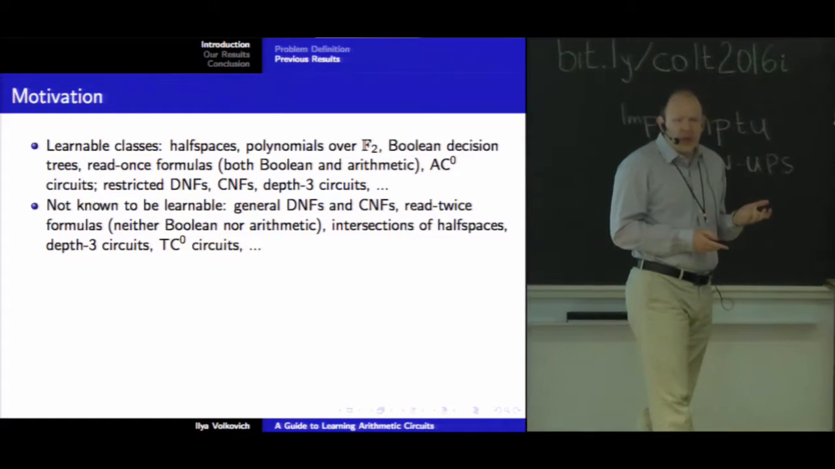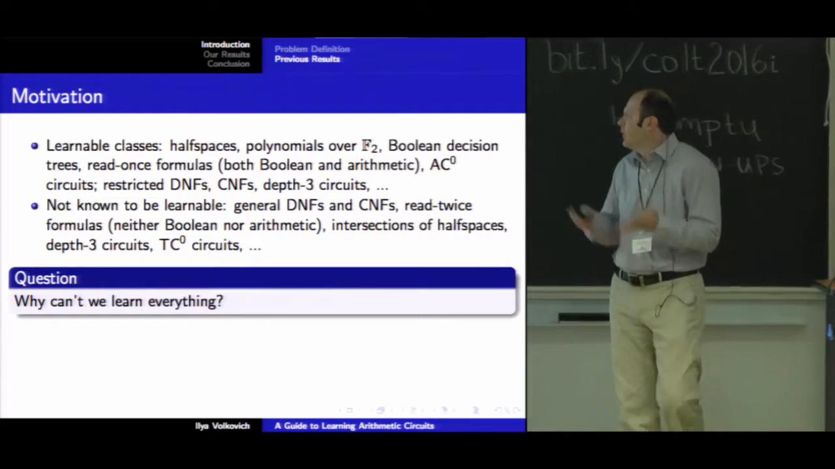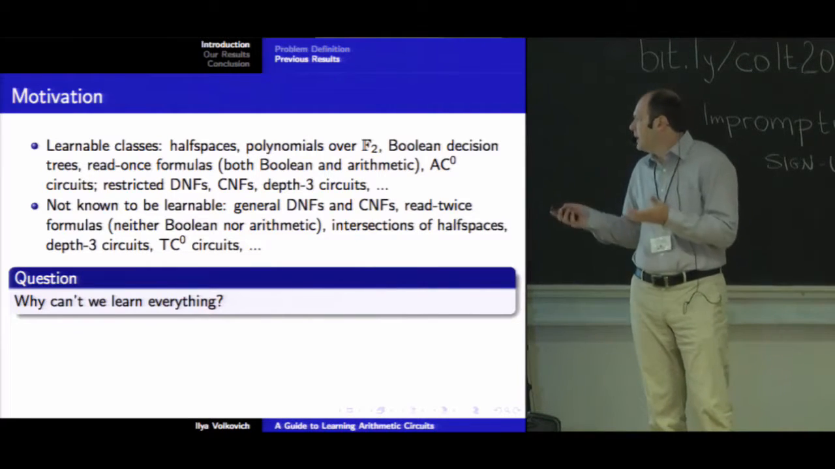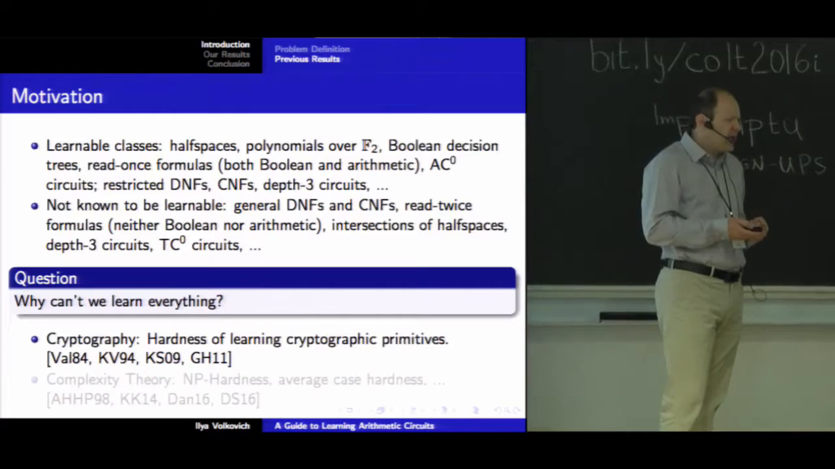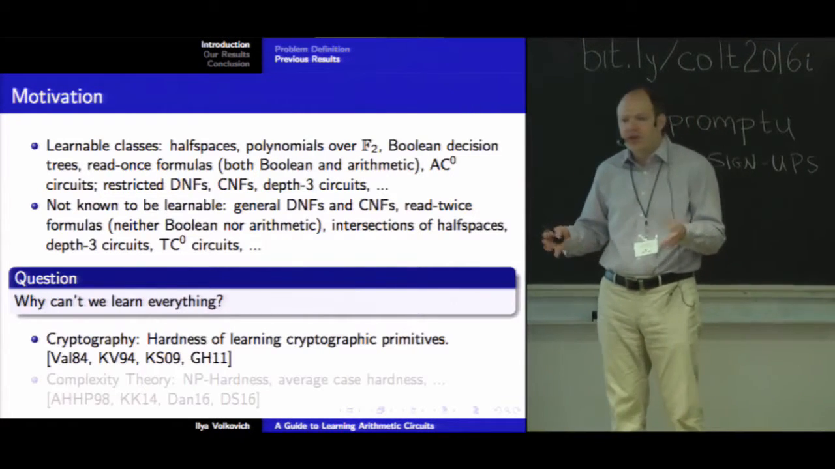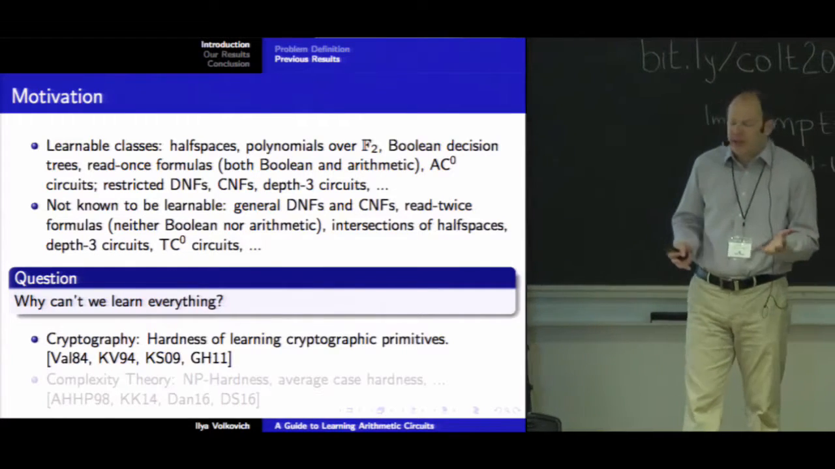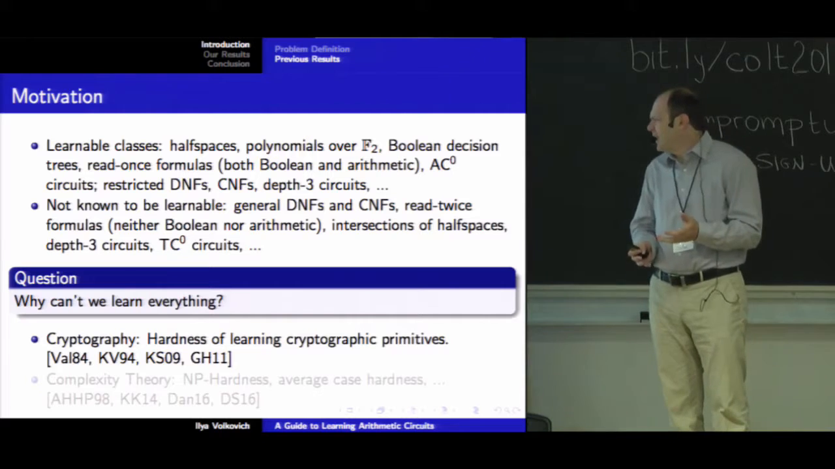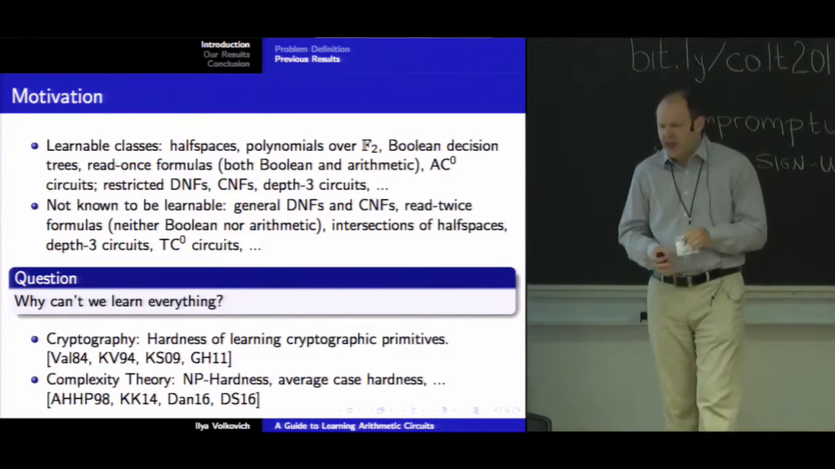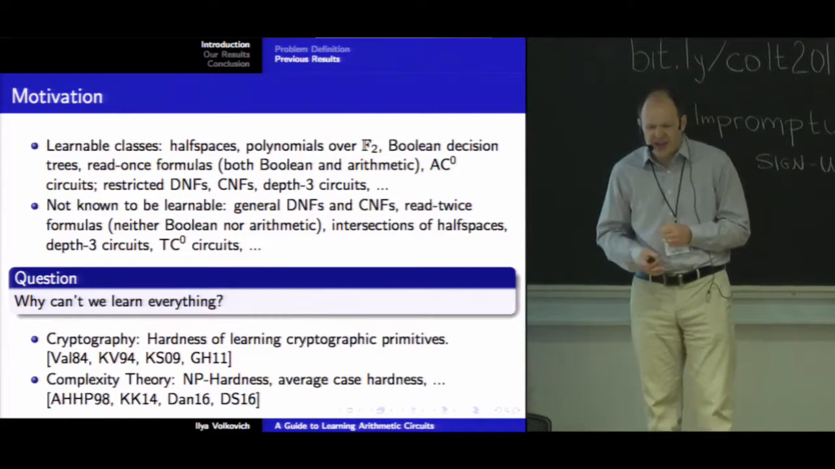And one natural question, of course, that may arise here is, why can't we learn everything? I mean, we wish we could learn everything, why can't we do it? And there were several explanations trying to answer this very important question. One of them relates to cryptography, saying, well, we cannot learn everything. Why? Because if we could learn everything, we could learn some cryptographic primitives and break them. And we do believe in the security of cryptography, so it seems unlikely we can learn everything.